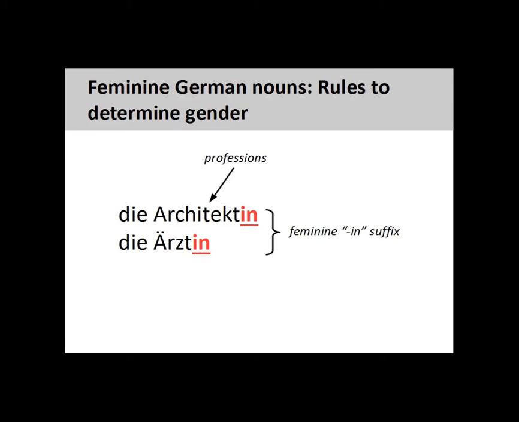As we have seen, nouns designating female beings are feminine. As we discussed in an earlier presentation, nouns describing professions are masculine. We can make these nouns feminine by adding an -in suffix to the noun, such as Architektin, woman architect. Some of these nouns also require the addition of an umlaut over the noun vowel, such as Ärztin, woman doctor.